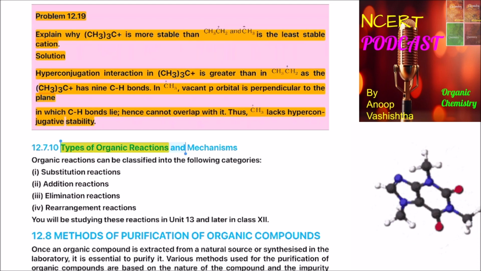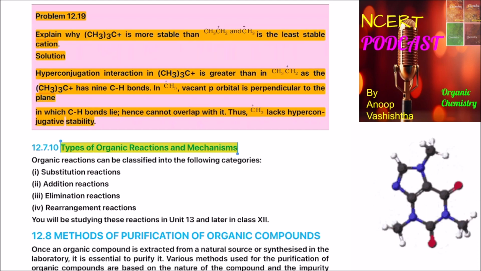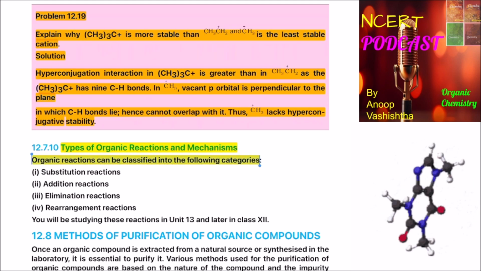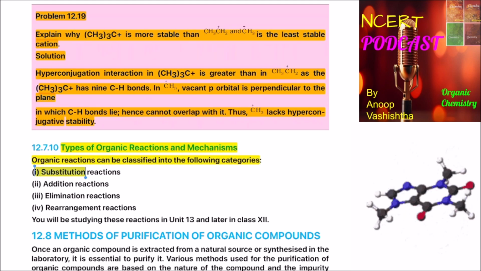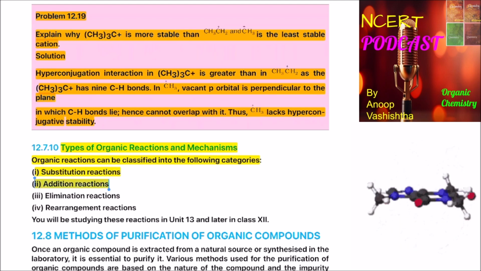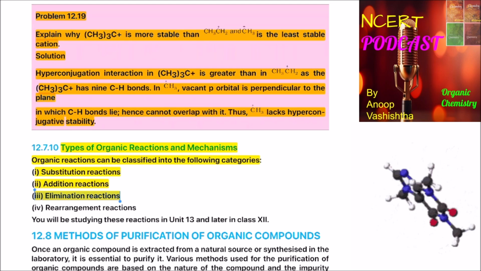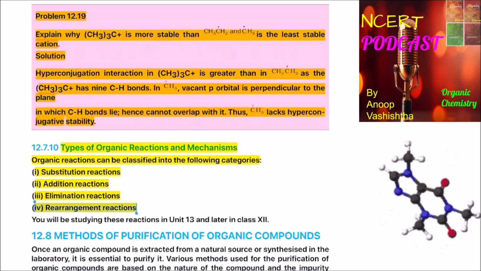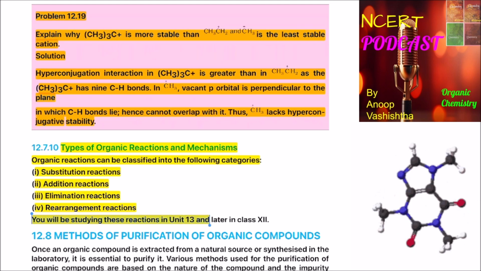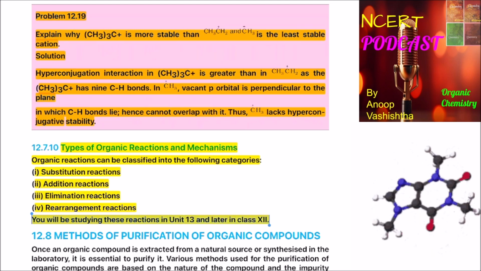Types of organic reaction and mechanism. Organic reactions can be classified into the following categories. First, substitution reactions. Second, addition reactions. Third, elimination reactions. Fourth, rearrangement reactions. You will be studying these reactions in Unit 13 and later in Class 12.